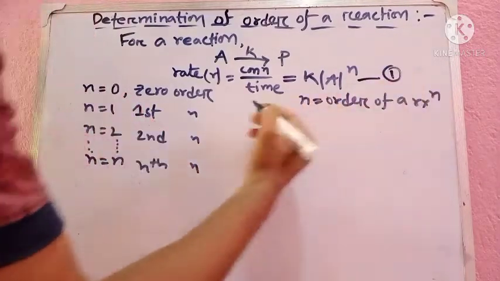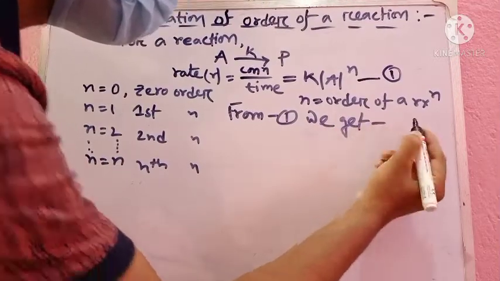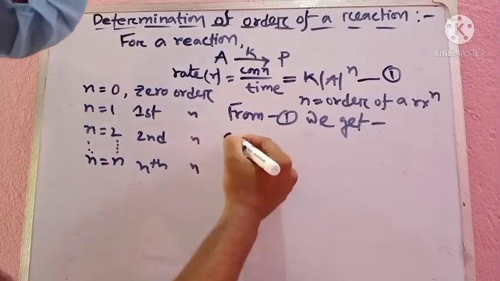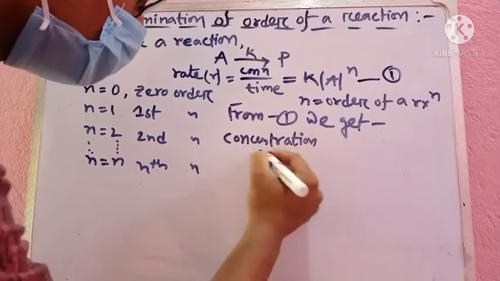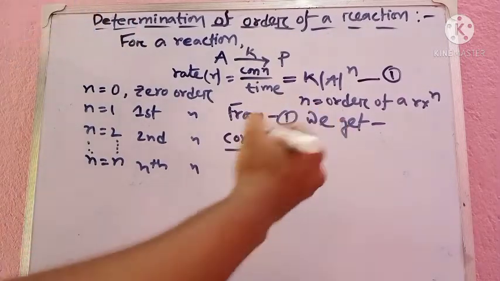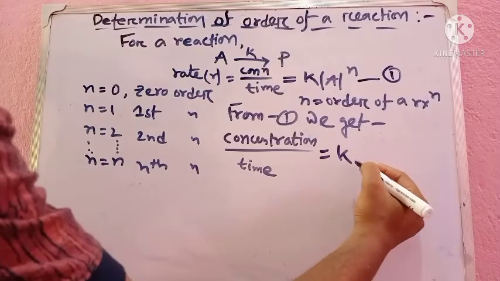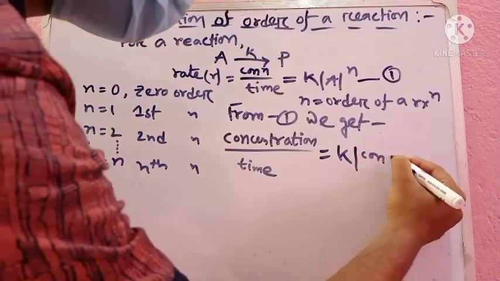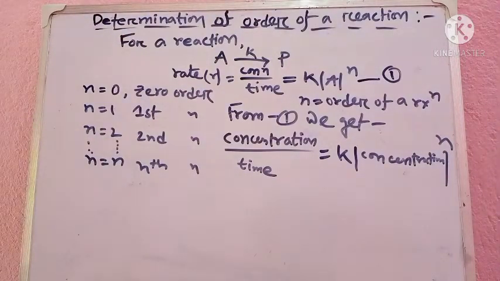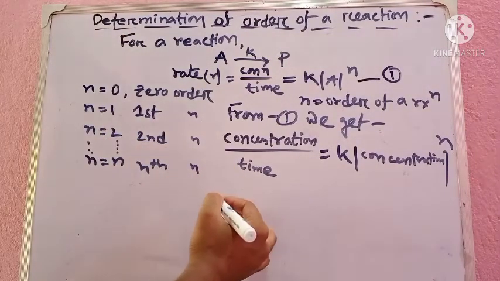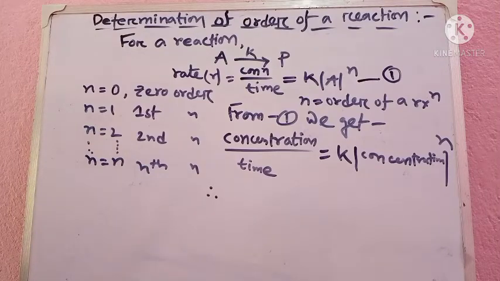Now from equation 1, we get d[A]/dt equals k into [A]^n, that is the concentration of reactant to the power n, and we know concentration is the number of moles by volume, that is moles per liter.